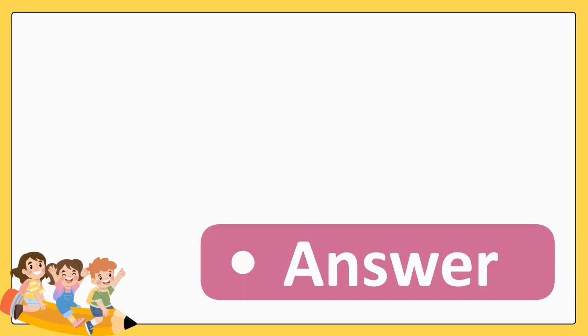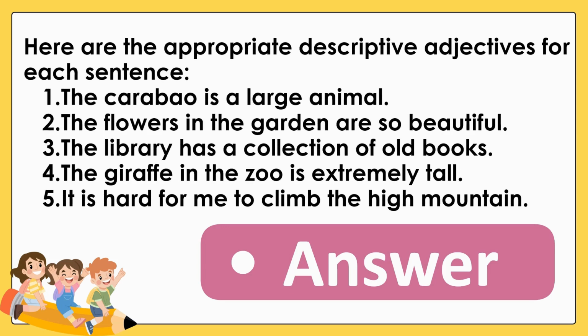And here are the answers. Number 1, the carabao is a large animal. Number 2, the flowers in the garden are so beautiful. Number 3, the library has a collection of old books. Number 4, the giraffe in the zoo is extremely tall. Number 5, it is hard for me to climb the high mountain.